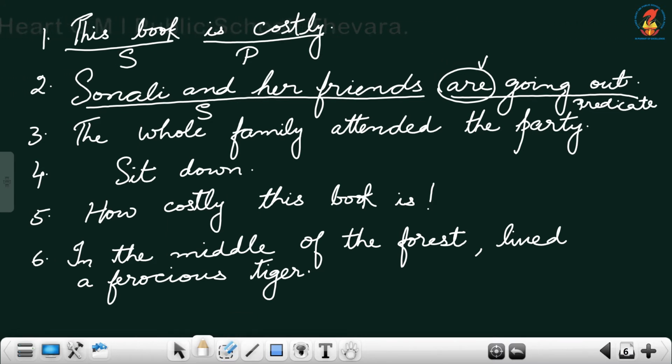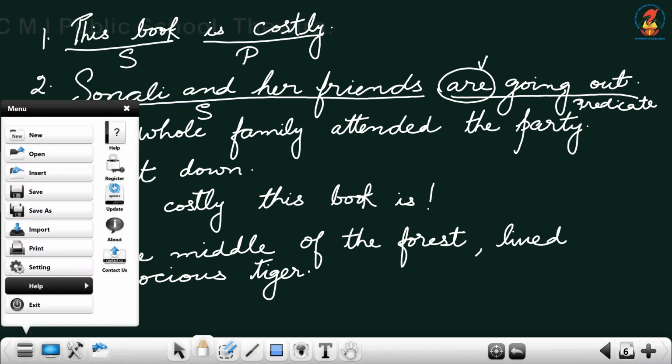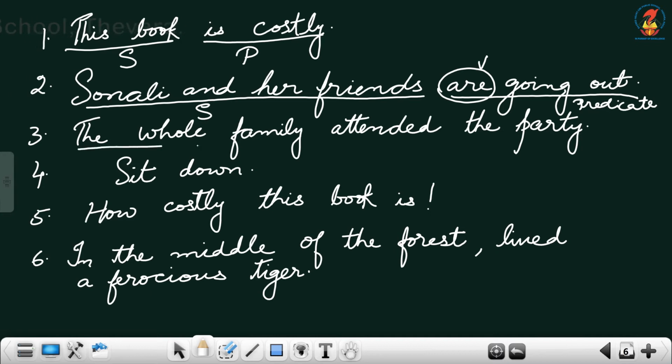The whole family attended the party. About whom are we talking here? We are talking about the whole family. The whole family. This is the subject. What did they do? Attended the party. So this becomes the predicate. Is it clear? Now next one is only sit down.